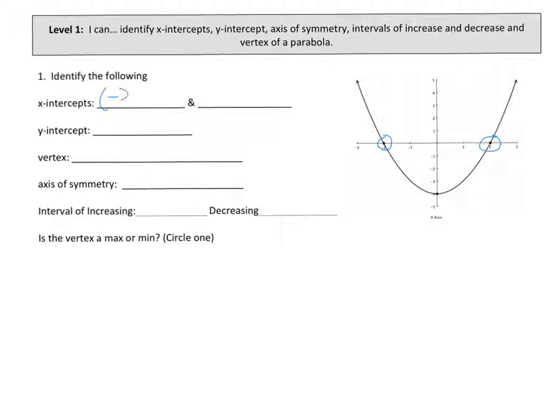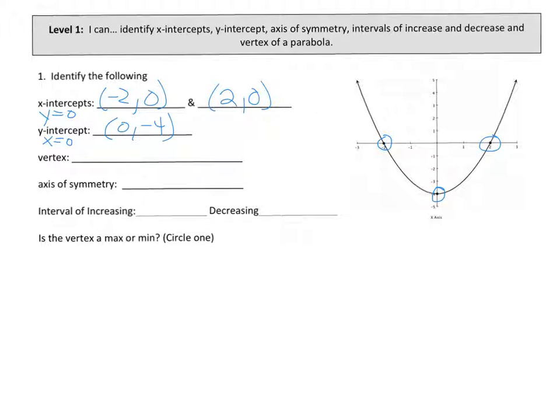X is -2 and y is 0 for the point on the left, and for the one on the right it's +2, 0. The y-coordinate of x-intercepts is always 0. And the y-intercept is going to be where the graph touches the y-axis, which is 0, -4. For y-intercepts, the x-coordinate always equals 0, and for x-intercepts, the y-coordinate always equals 0.